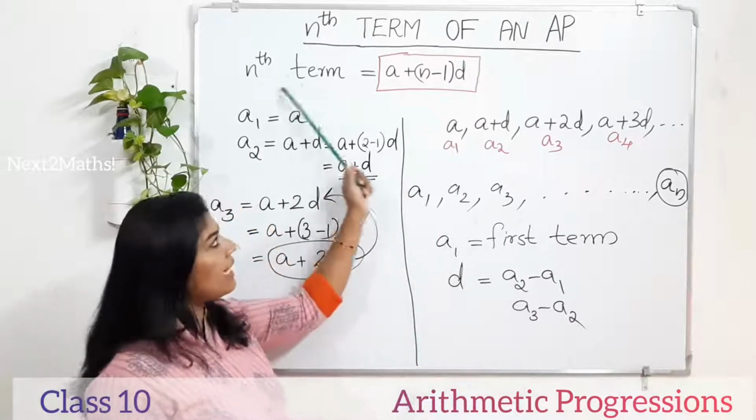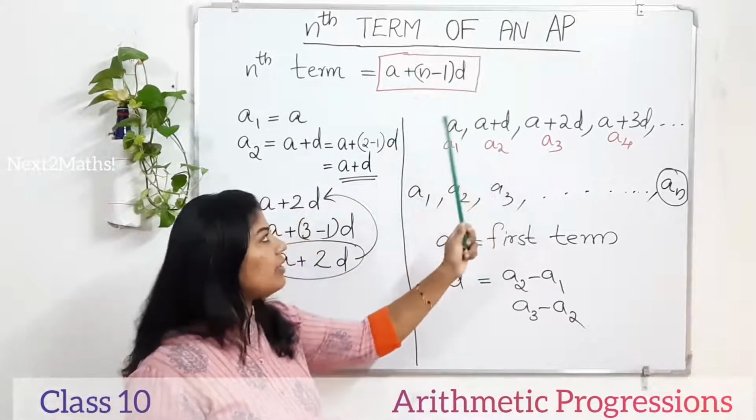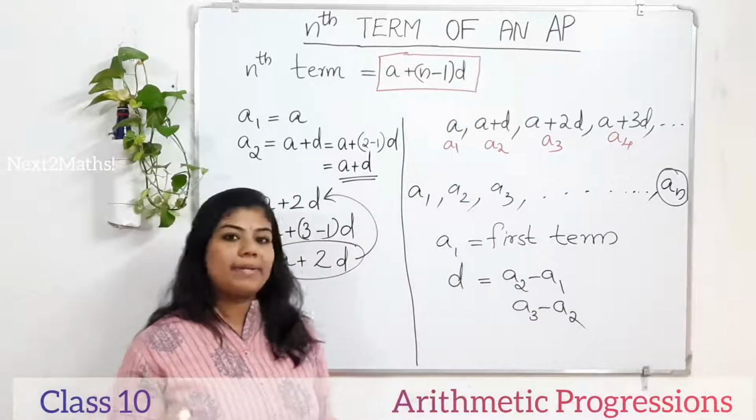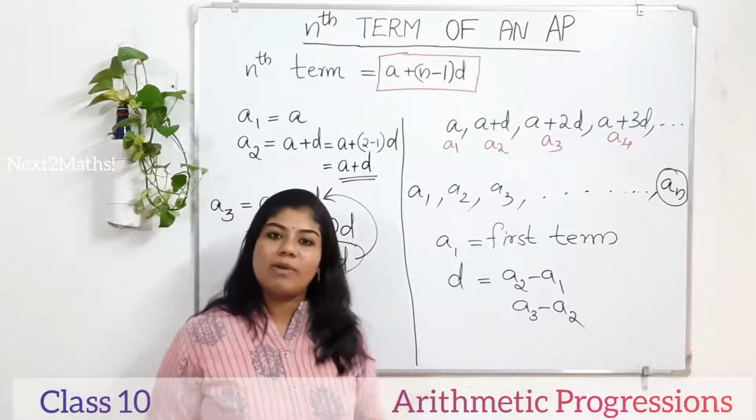So based on the nth term's equation, a plus (n minus 1) into d, we got this general form: a, a plus d, a plus 2d, a plus 3d, etc. Clear? Let's try some problems here.